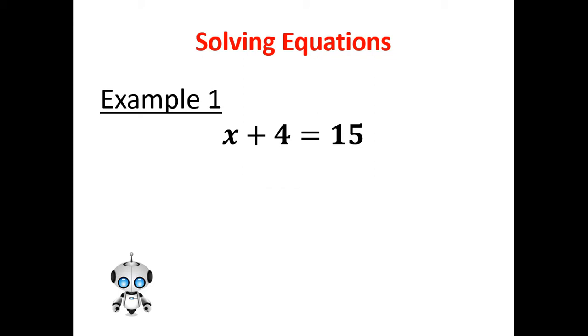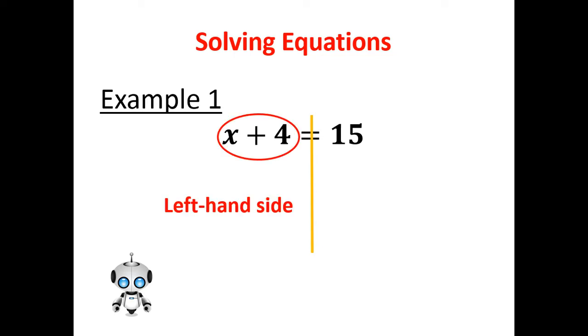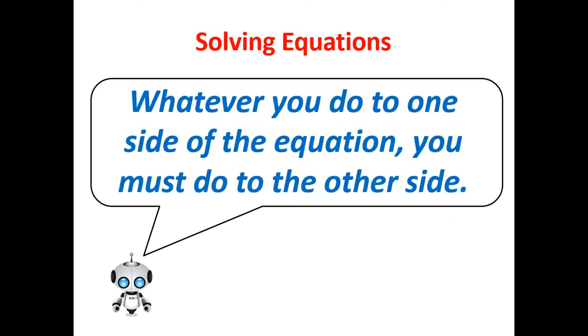But the problems are going to get a lot tougher in the next few years, and we need to teach you a strategy to solve equations without guessing. So here's how the strategy goes in these lessons. Put a line down the middle of the equals. This creates a left-hand side and a right-hand side. And the key rule: whatever you do to one side of the equation, you must do to the other side.